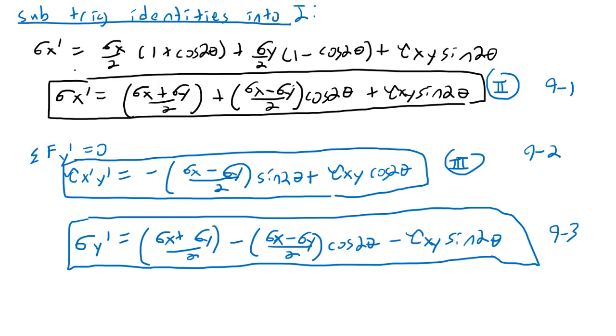Then the sigma x prime, the sigma y prime, and the tau x prime y prime are the outputs of these equations, and those are the shear and normal stresses along any other angle.